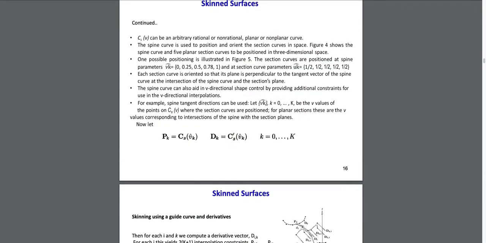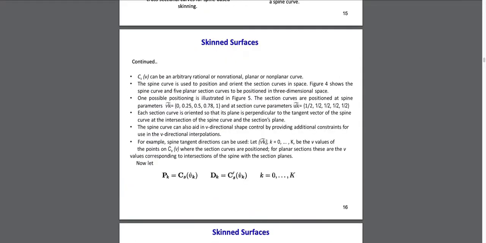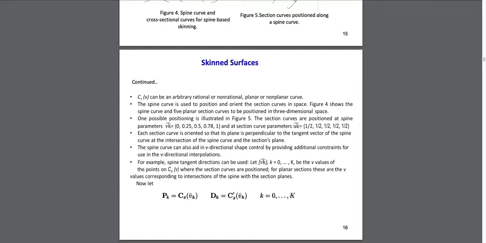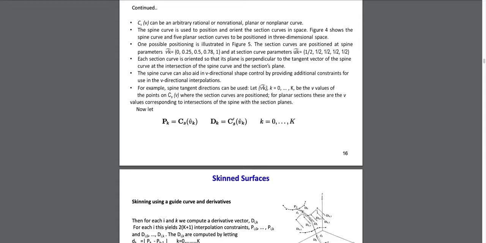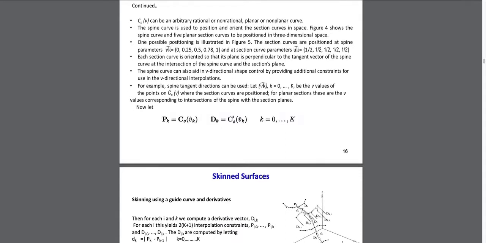Now, let us define the spine curve Cs of V along V bar of K. V bar of K are the points where the section curves intersect the spine curve. And we also take the derivative of the spine curve at these intersection points. We have seen in the previous sections on global interpolation presented by other teams how we calculate derivatives in the process of global interpolation and how we calculate the parameters while we interpolate multiple curves. So we are using the same thing here.